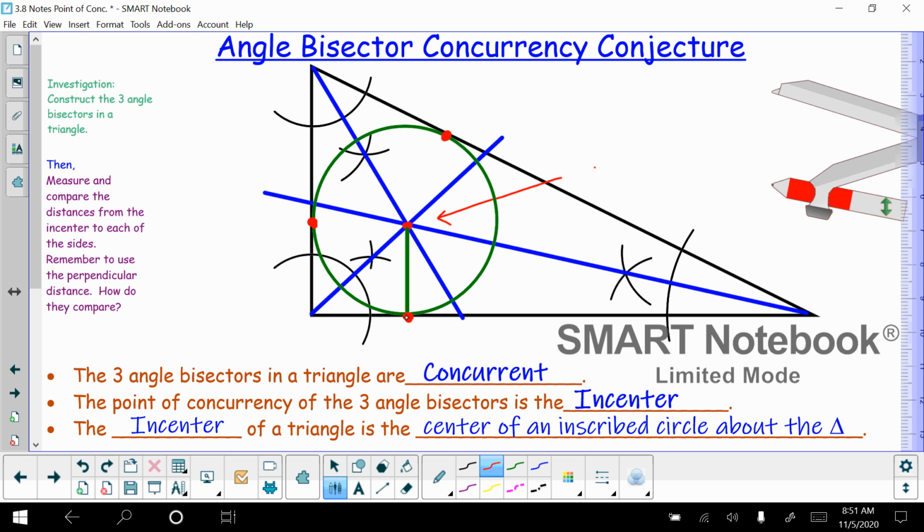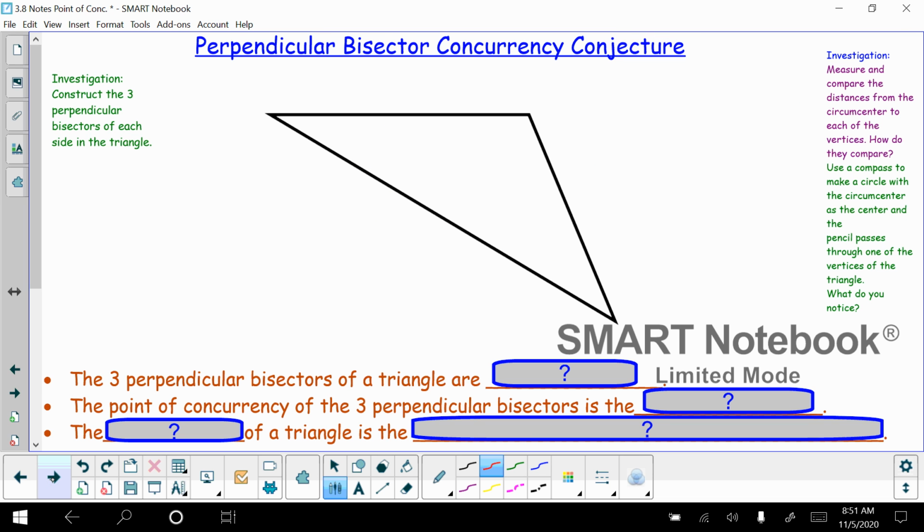All right, so it should go perfectly like that. So that's an inscribed circle, and it can only be created with the angle bisectors. Let's go to the second investigation. This one's called the perpendicular bisector.